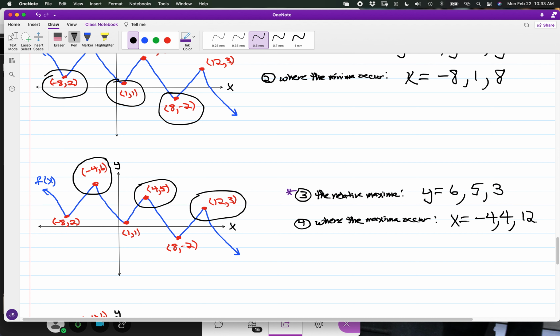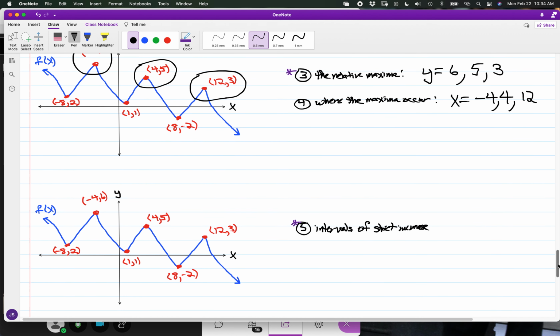If you're looking at just the values of the maxima and the minima, it's asking just for the y values. And in terms of where those y values occur, it's just asking for the corresponding x coordinates. So again, you have x is -8 whenever y is 2, x is 1 whenever y is 1, and x is 8 whenever y is -2. And then for the maximum, we got -4, 6; 4, 5; and 12, 3. Now, in terms of the motion, where we have increases and decreases.